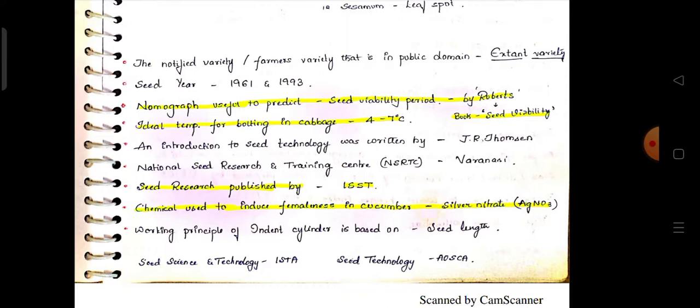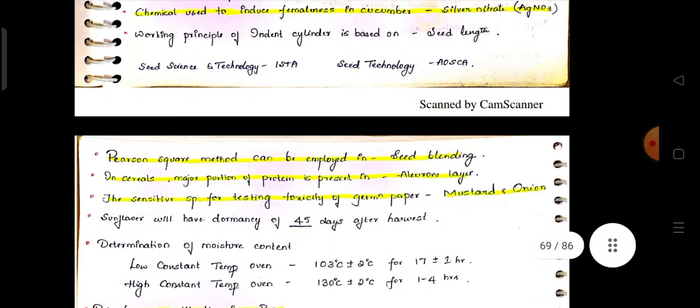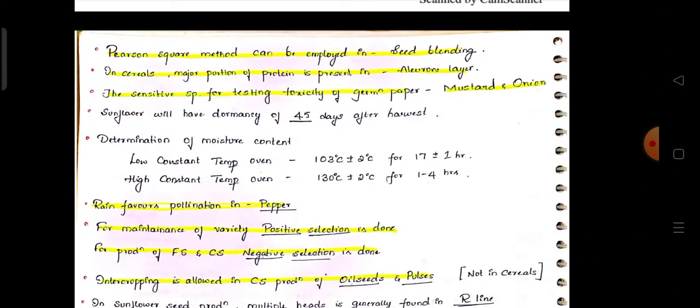Chemical used to induce femaleness in cucumber is silver nitrate, that is AgNO3. Working principle of indent cylinder is based on seed length. Seed Science and Technology, the magazine published by ISTA, and Seed Technology by AOSCA. Pearson's square method can be employed in seed blending. In cereals, major portion of protein is present in aleurone layer. Sensitive species for testing the toxicity of germination paper are mustard and onion.